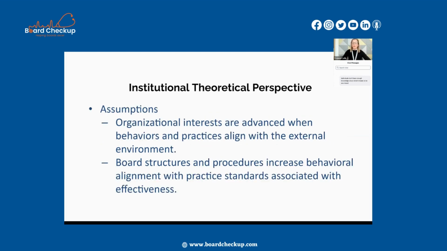And then from an institutional theoretical perspective, last meeting we went over how each dimension has different theory and assumptions that explain what effectiveness is within it. From this perspective, the assumptions are that the interests of the organization are advanced when the behaviors and practices of the board align with the external environment, and that those structures and procedures increase alignment with practice standards associated with effectiveness. So these are the assumptions of the theory behind this perspective and how it relates to effectiveness.